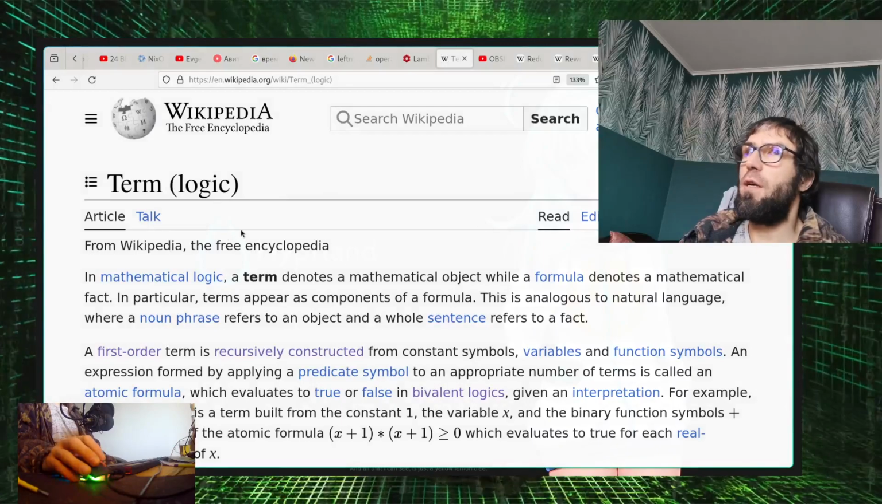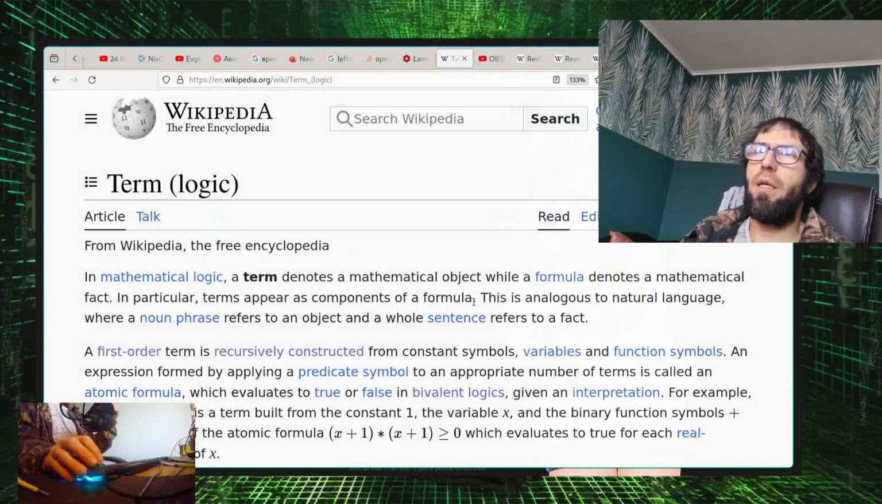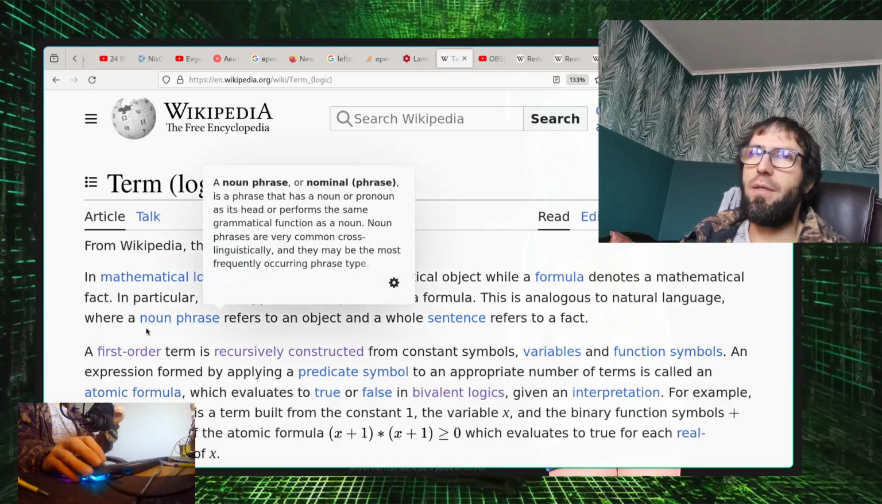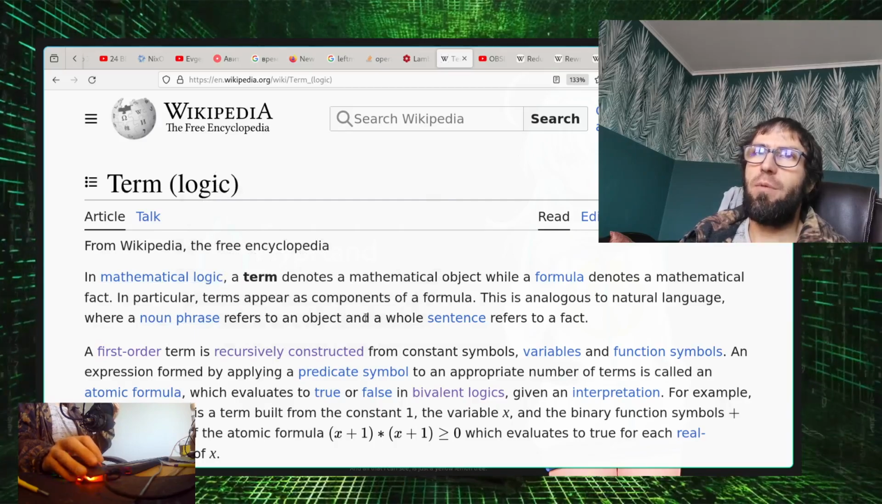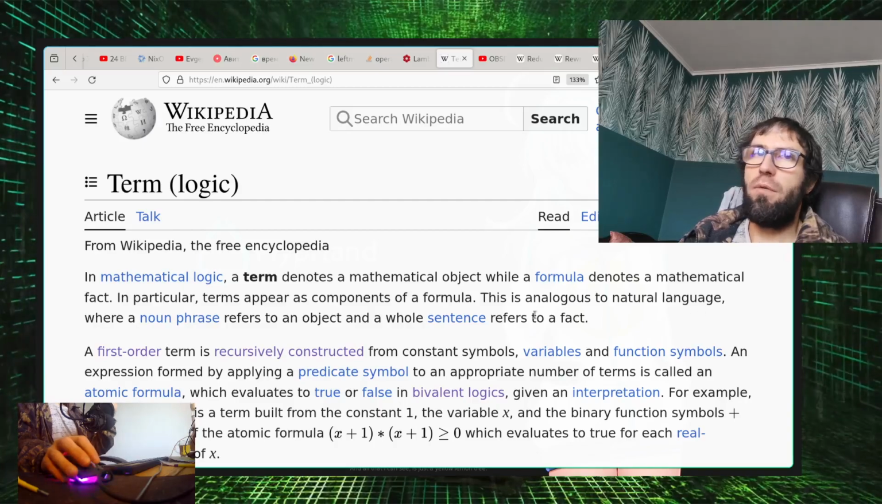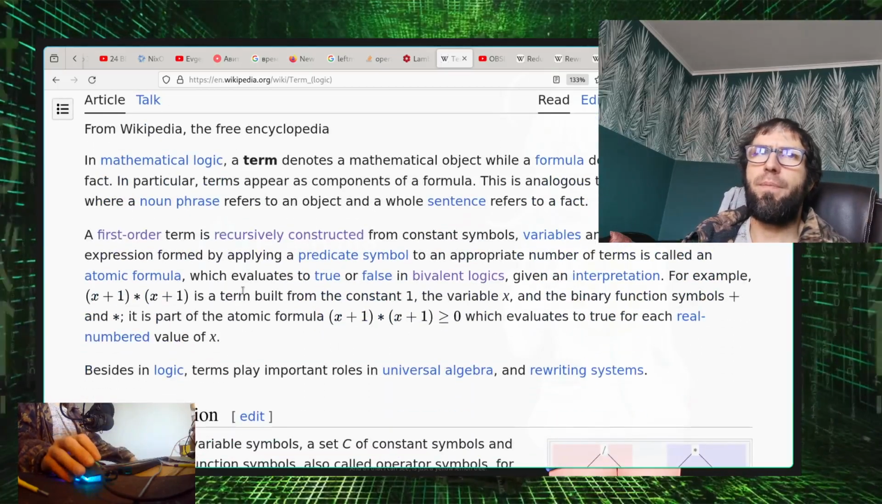What is a term in logic? In mathematical logic, a term denotes a mathematical object, while a formula denotes a mathematical fact. In particular, terms appear as the components of the formula. This is analogous to natural language, where a noun phrase refers to an object and a whole sentence refers to a fact.